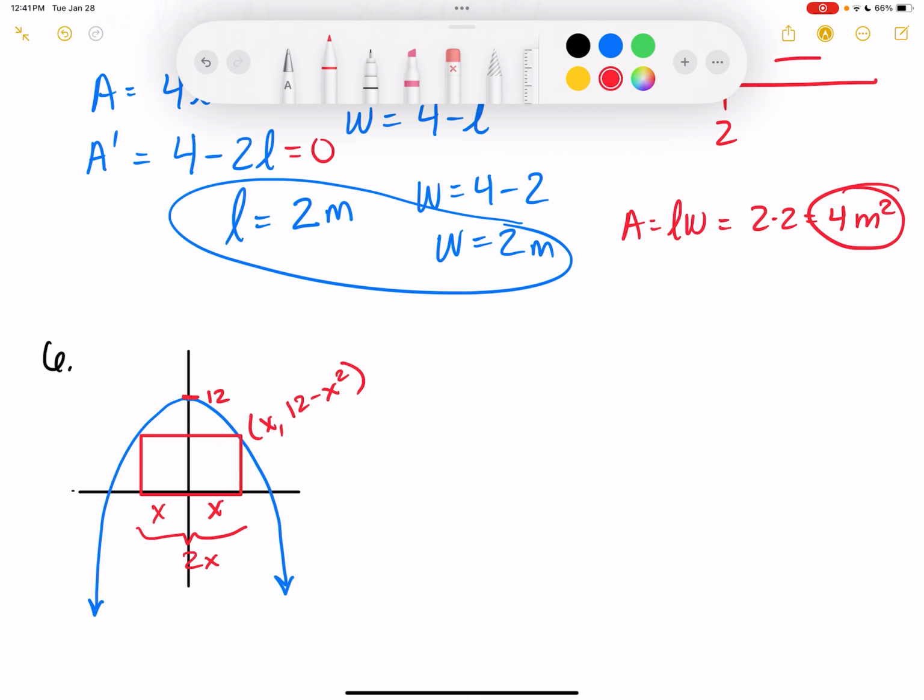So, what do I know about the area of a rectangle? That's length times width.